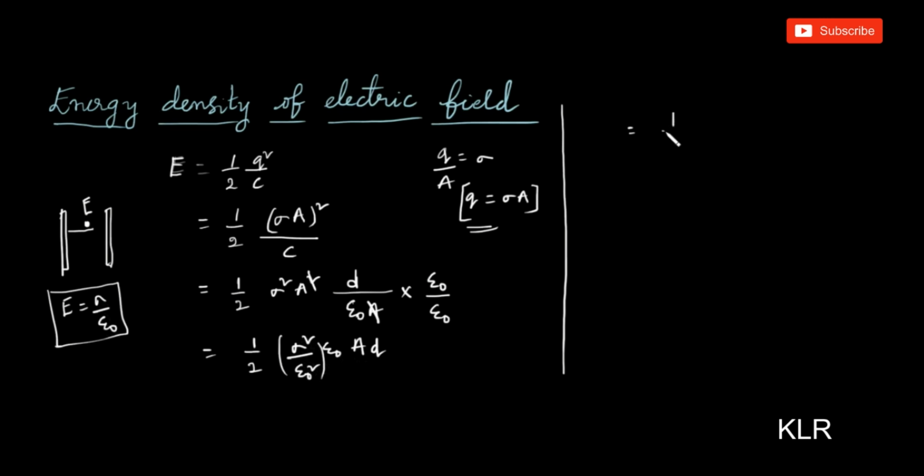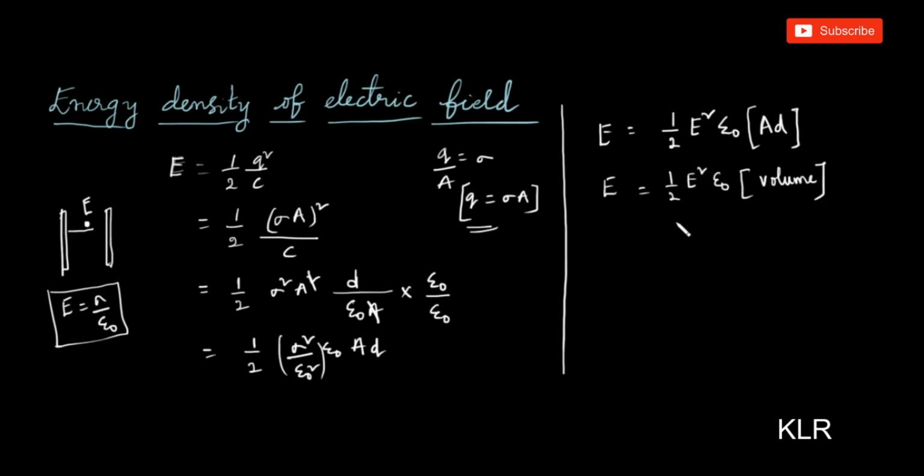So that gives me half into E square epsilon naught into A into D. This is energy. Now energy is equal to half E square epsilon naught into A D, and A D is the volume. So energy by volume is equal to half E square epsilon naught.